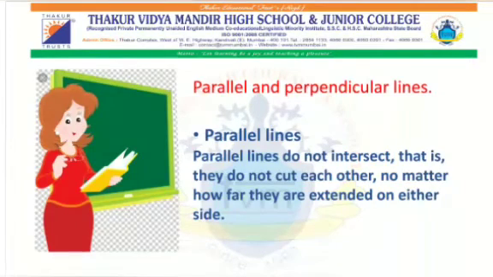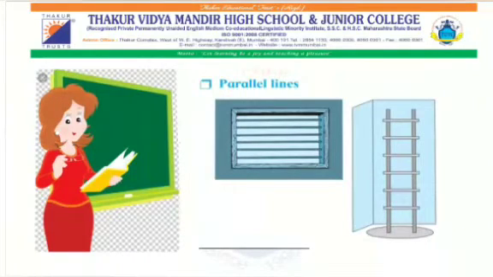Come on, go ahead students. Now let us understand what are parallel and perpendicular lines. Parallel lines do not intersect. That is, they do not cut each other no matter how far they are extended on either side. From this example, we can clearly see the bars on the window in the picture are parallel to each other. In the second example, we can see the steps on the ladder in the picture are parallel to each other. The vertical legs of the ladder are parallel to each other.